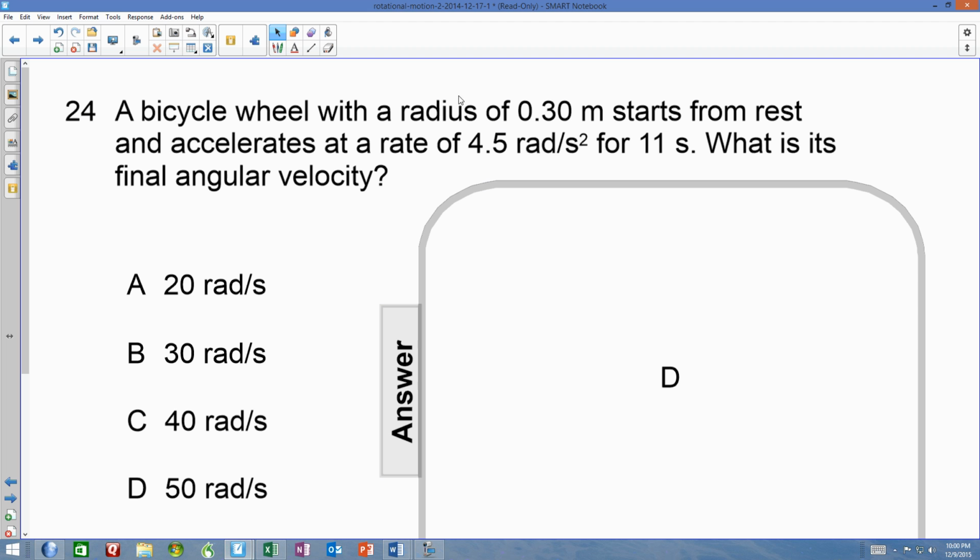We are given a radius, we are given alpha, and we are given t. We also know that omega naught is 0. We want the final angular velocity. The only thing we're not given is the displacement. So since the angular displacement isn't given, you're going to use omega final minus omega initial equals alpha t.